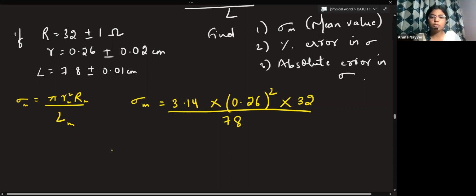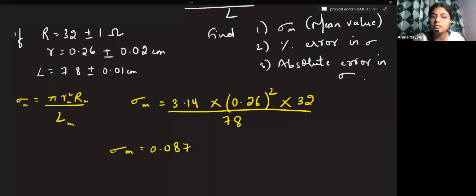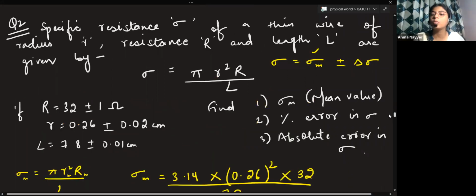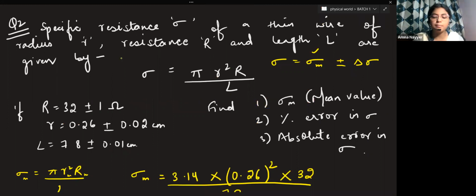So when you solve this term, the answer that you will get will be approximately 0.087. Just check it after the class. This will be the approximate value that you will have. But this is not your final answer. This is only sigma m that has been solved. You also have along with it this delta sigma. Delta sigma means mean absolute value.